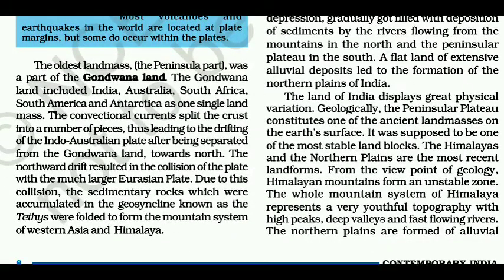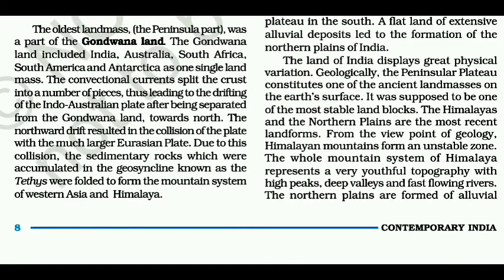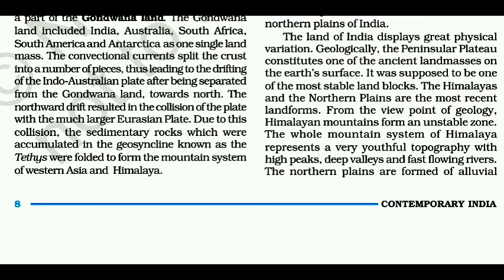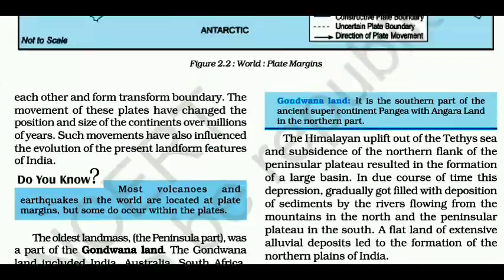The oldest landmass, the peninsula part, was a part of the Gondwana land. The Gondwana land included India, Australia, South Africa, South America, and Antarctica as one single landmass. The convectional currents split the crust into a number of pieces, thus leading to the drifting of the Indo-Australian plate after being separated from the Gondwana land towards north. The northward drift resulted in the collision of the plate with the much larger Eurasian plate. Due to this collision, the sedimentary rocks which were accumulated in the geosyncline known as the Tethys were folded to form the mountain system of Western Asia and Himalaya.